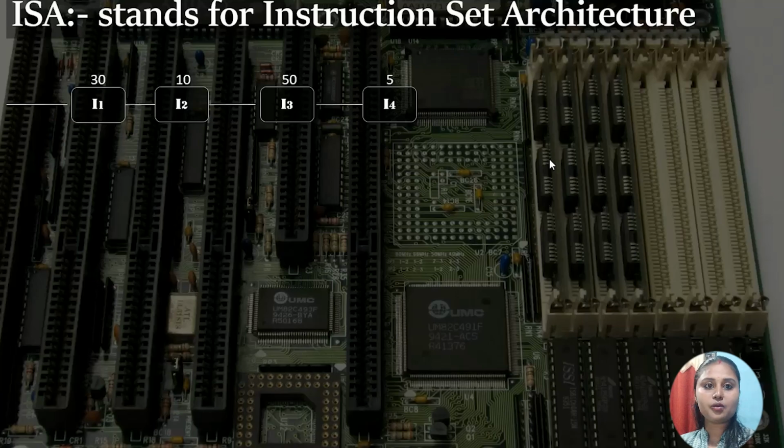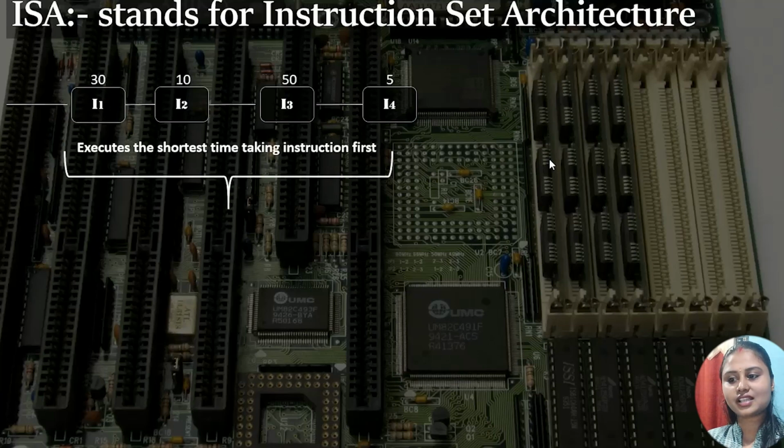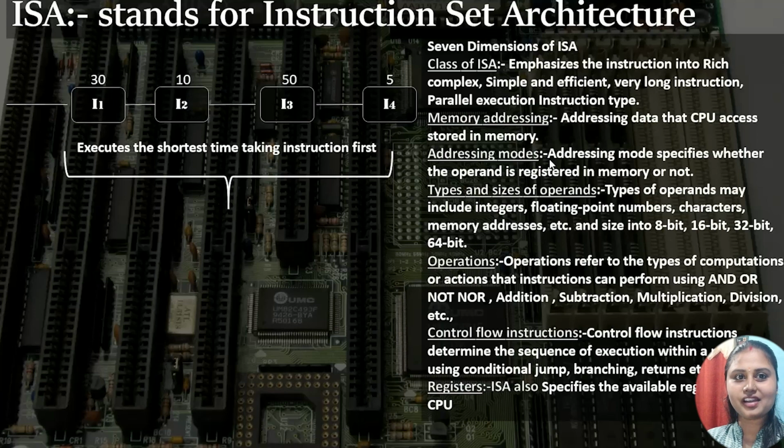The CPU will now analyze which one to execute first. The CPU will always execute the shortest instruction first. I hope you got my point. Now guess which instruction is being processed first. Of course, I4 will be processed first, later on I2, then I1, and later on I3 will be executed.